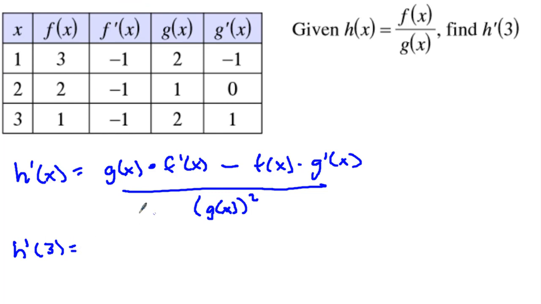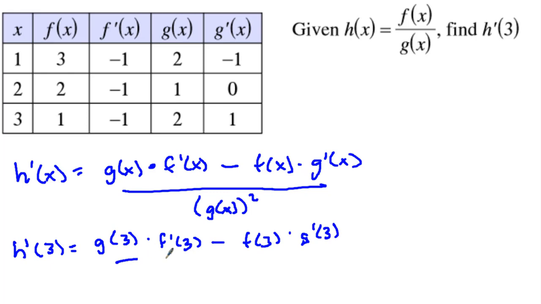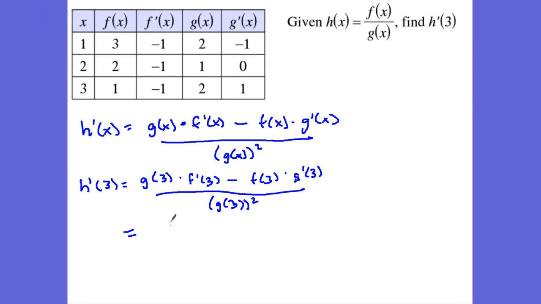H prime of 3. So I'm doing g of 3 times f prime of 3 minus f of 3 times g prime of 3 all over g of 3, sorry, g of 3 squared. Okay, so now we go to our table.